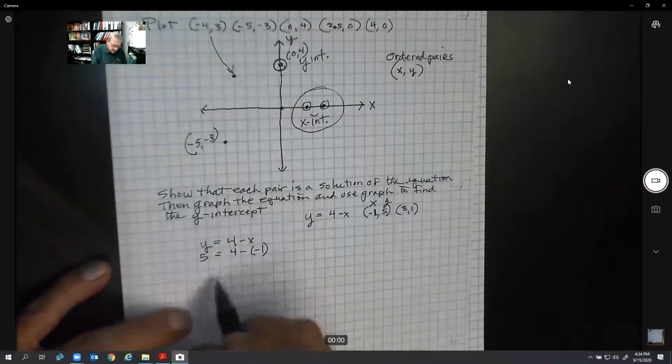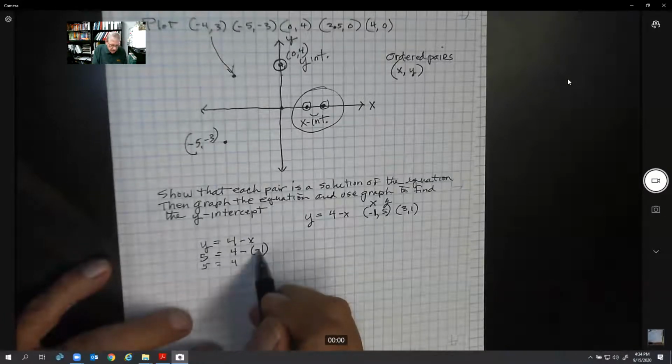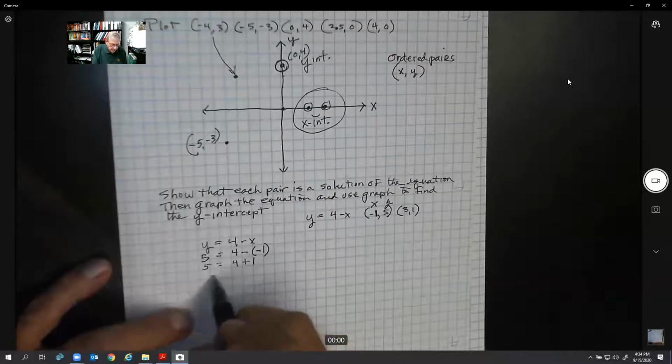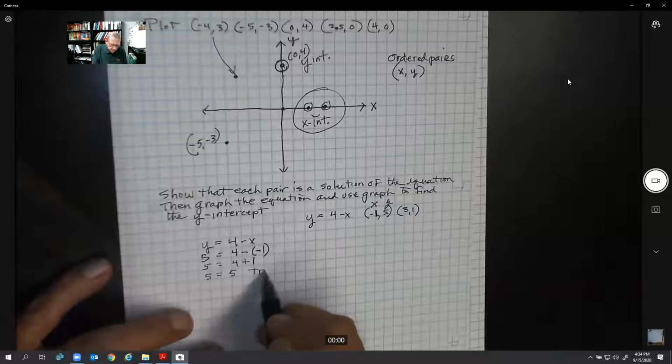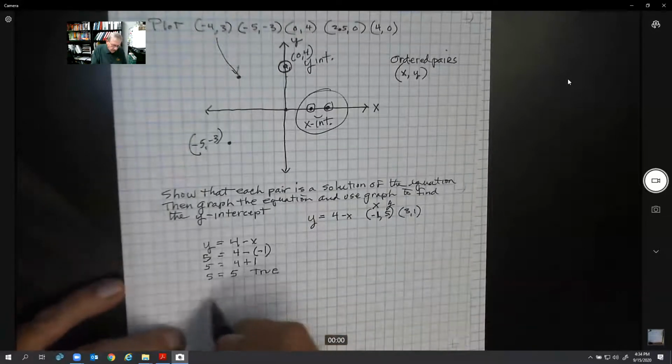So that's interesting. See, I put it in parentheses, so this is 5 equals 4 plus 1, 5 equals 5. So that's a true statement. All right, let's try the next one: 3, 1. y equals 4 minus x.